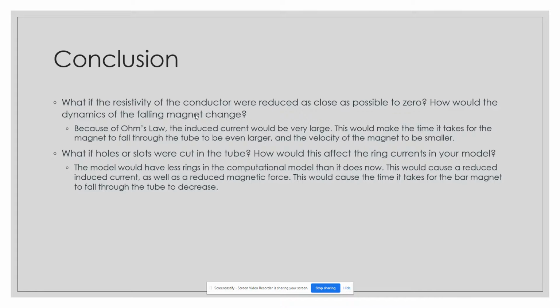What if holes or slots were cut in the tube? How would this affect the ring currents in your model? The model would have fewer rings in the computational model than it does now. This would cause a reduced induced current as well as a reduced magnetic force. This would cause the time it takes for the bar magnet to fall through the tube to decrease.